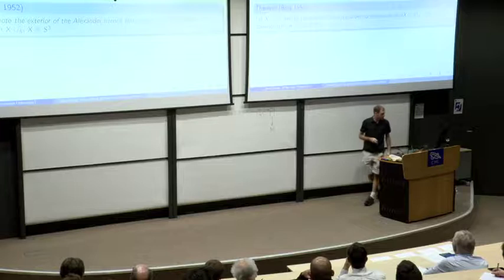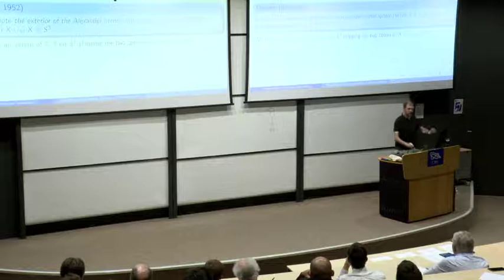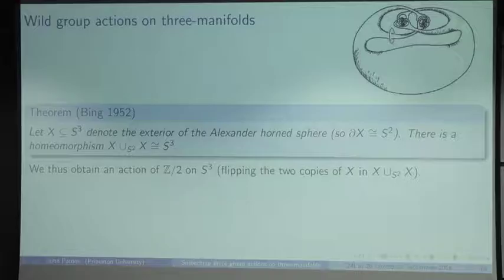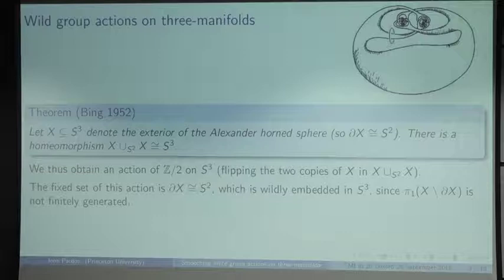Okay, so if we believe for a second this theorem, then there's an action of Z mod 2 on the space. You just flip the two copies of X, and I claim this is a wild action. So why is it a wild action? Well, the fixed set is this common boundary. That's just a two-sphere. So that looks all right.